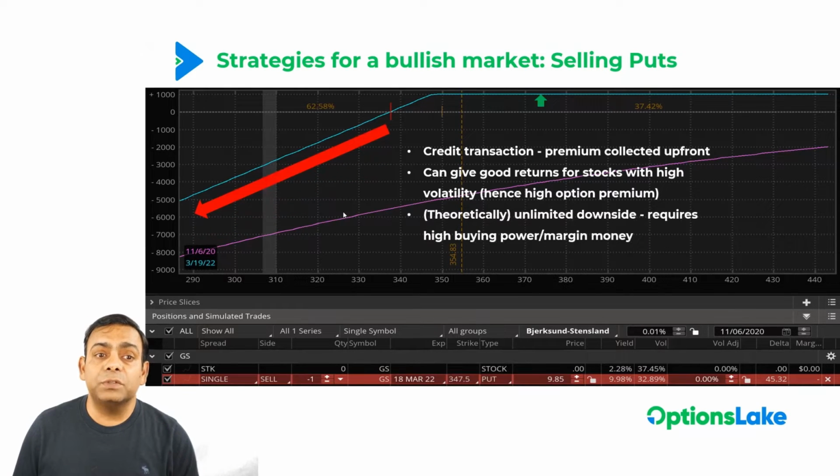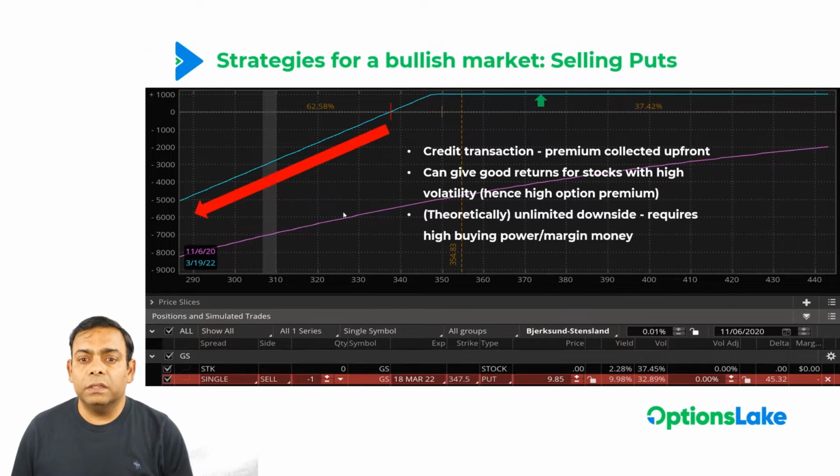But theoretically, as you can see from the red arrow, it has an unlimited downside. And not only that, it also requires high buying power and margin money. That's why these factors need to be considered and thought through before getting into this kind of a strategy.